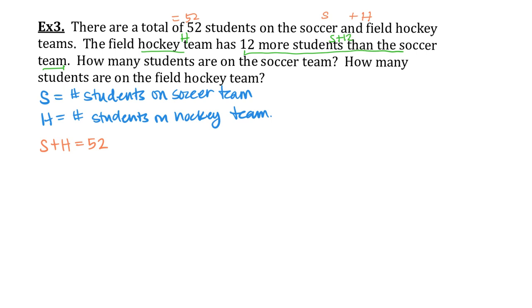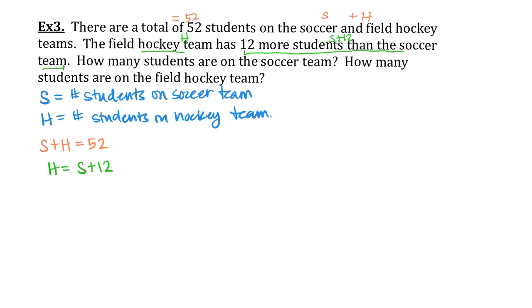Before we write the equation, let's just think about that. So if the hockey has 12 more than the soccer, so if the soccer has 10, the hockey team has 12 more. So 10 plus 12 is going to be 22. So there are more people on the hockey team, 12 more students on hockey than soccer. So it's going to be that the hockey team is S plus 12, because it's always going to be 12 higher than the soccer team.